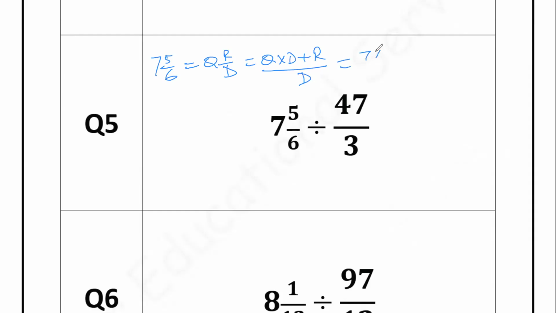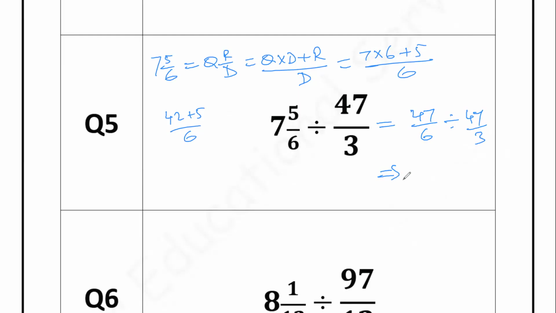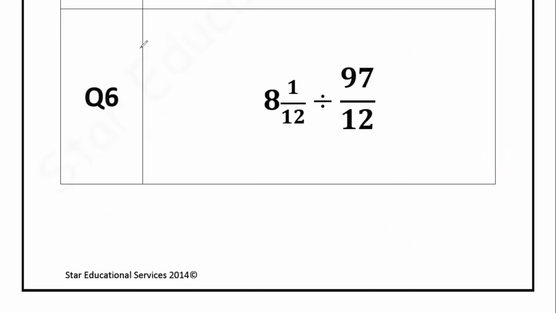So we have 7 times 6 plus 5 over 6. That is 42 plus 5 over 6. Therefore, what we have is 47 over 6 division, 47 over 3. We rewrite it, flip it. So this and this goes, and we know this is half because 6 is 3 times 2. So 3 and 3 goes and we get half.